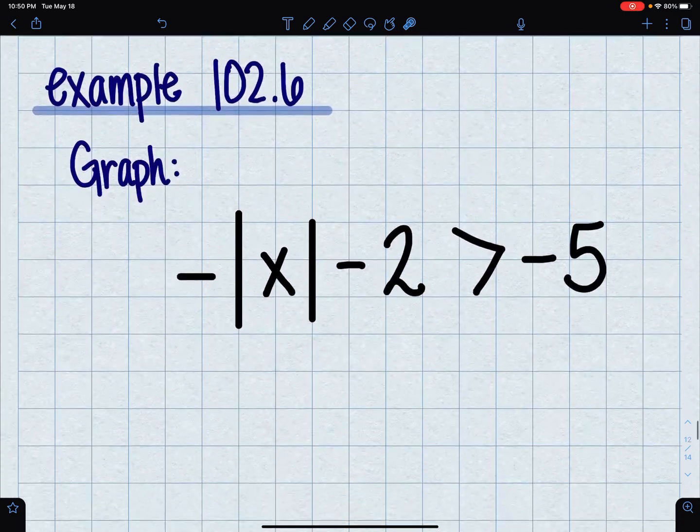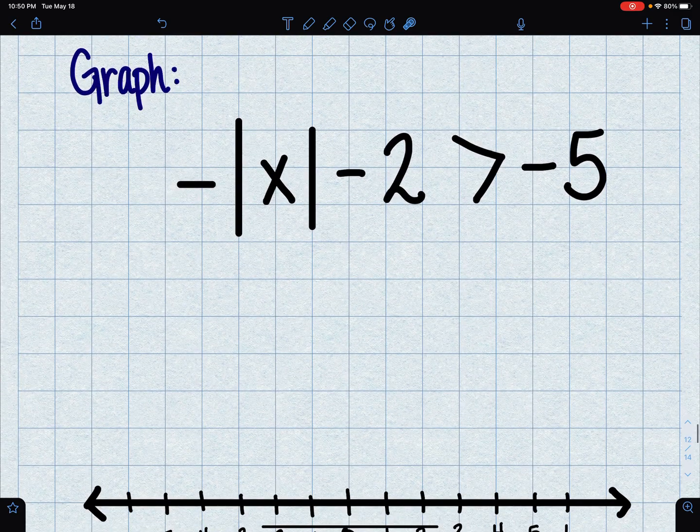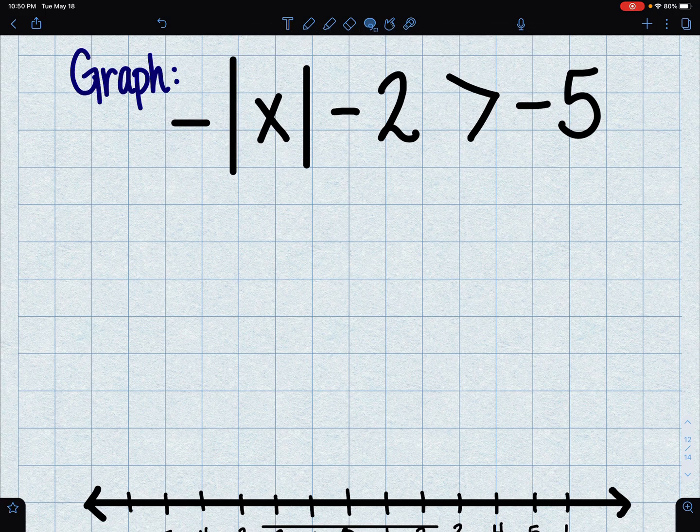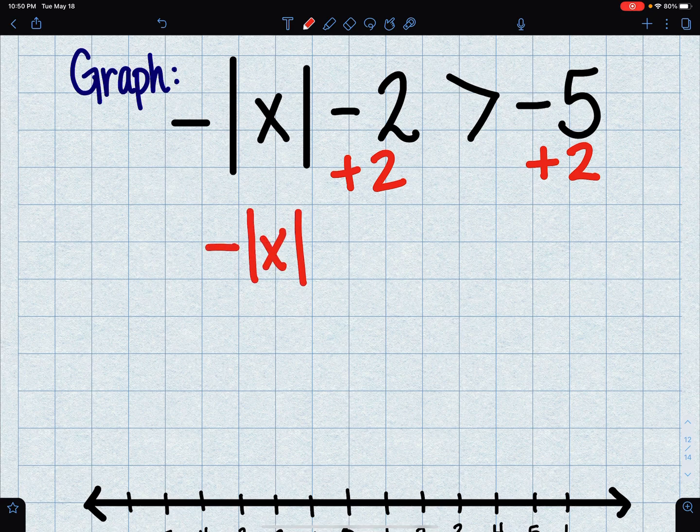One more, last example. Let's graph this. First things first, we have to solve this inequality. It's not good in the condition that it's in. So let's solve it. First, we're going to add 2 to both sides. Then you're going to have negative absolute value of x is greater than, because that cancels out, -5 plus 2, -3.